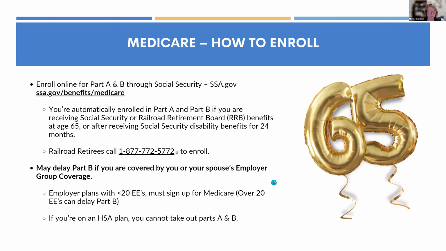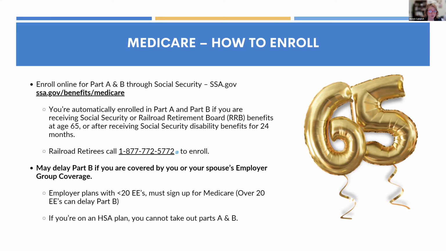You can delay Part B if you are still working and you don't want to take out Medicare yet. You don't want to take out Part B if you're still working because you're just wasting your money. It does not coordinate with your group plan. So you can delay Part B without a penalty. But if you work for a company with less than 20 employees, you must sign up for Part B. And if you're on an HSA plan, you cannot take out Parts A and B.